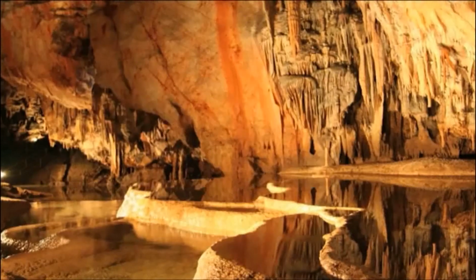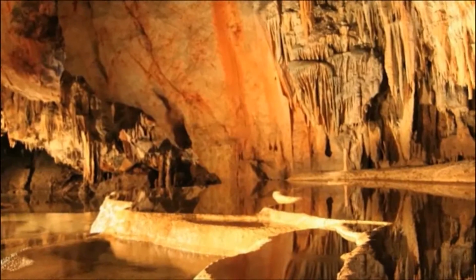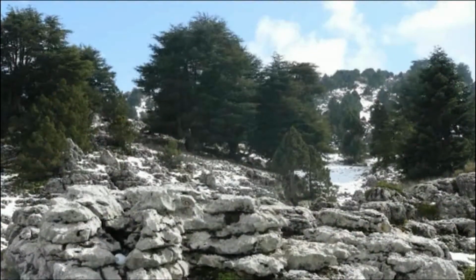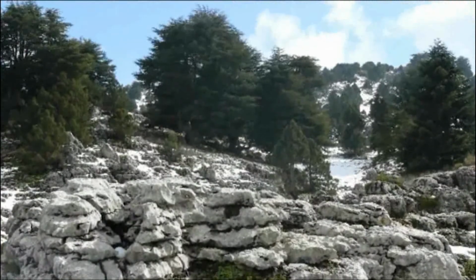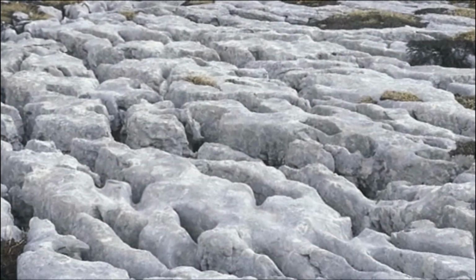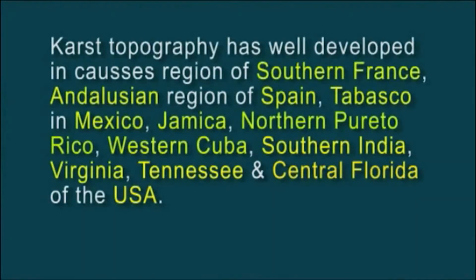Let us come to the worldwide distribution of karst areas. The karst topography generally develops in areas where thick beds of massive limestones lie just below the layer of superficial materials. Besides, the karst topography also develops on dolomitic limestone, dolomites and chalks. The karst topography is well developed in the Caucasus region of southern France, Andalusian regions of Spain, Tabasco in Mexico, Jamaica, northern Puerto Rico, western Cuba, southern India and Virginia, Tennessee and central Florida of the USA. These are the major karst regions.